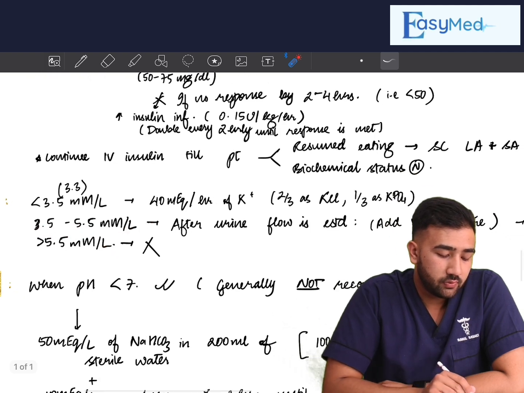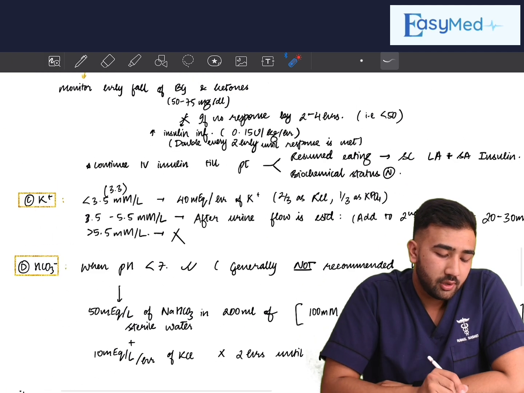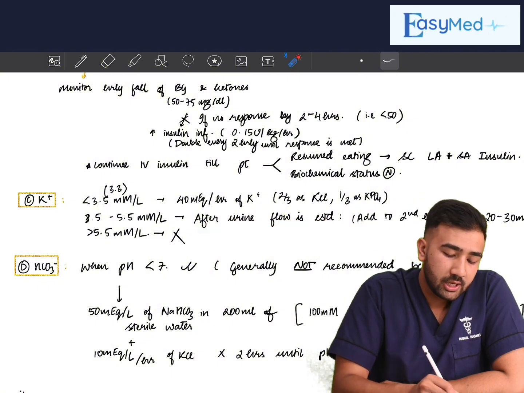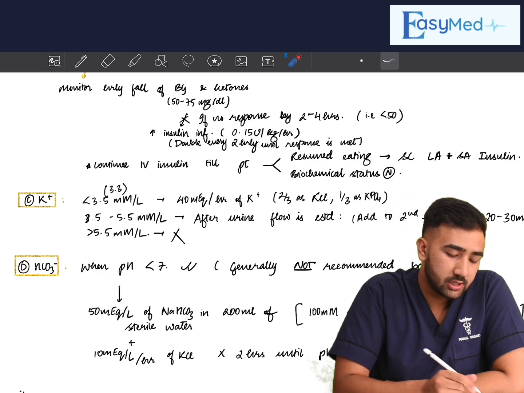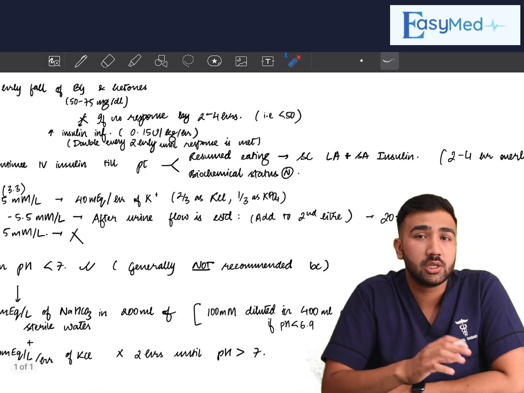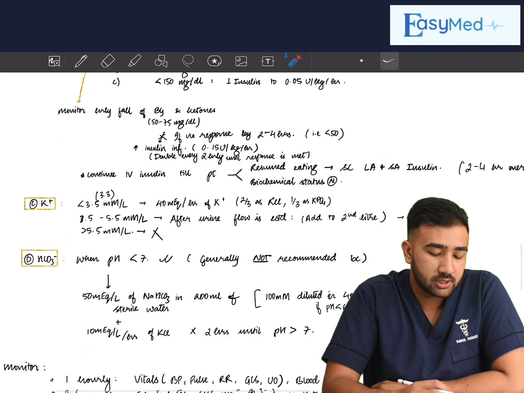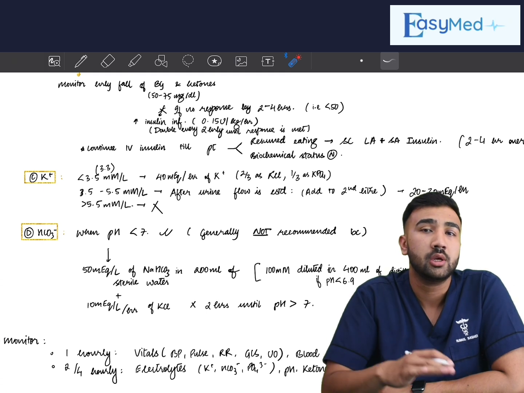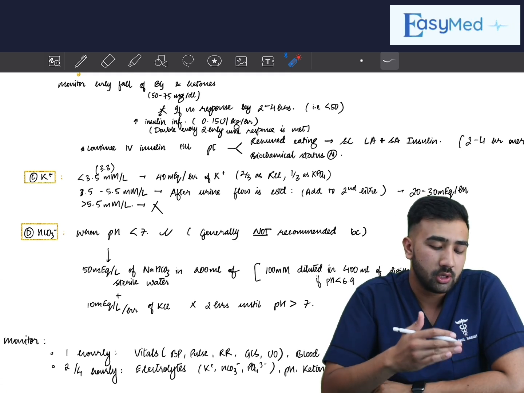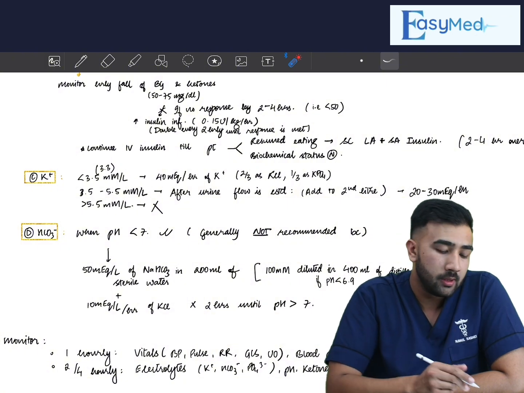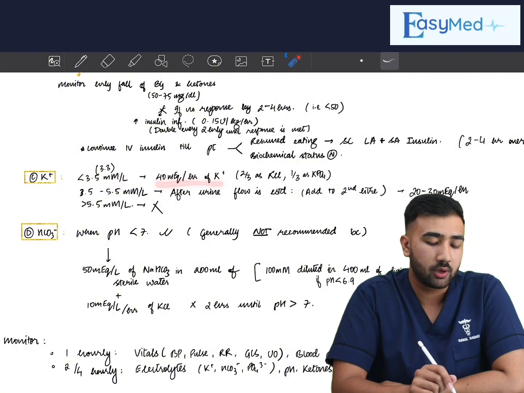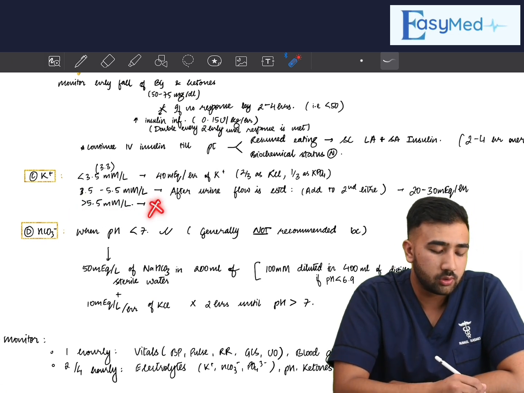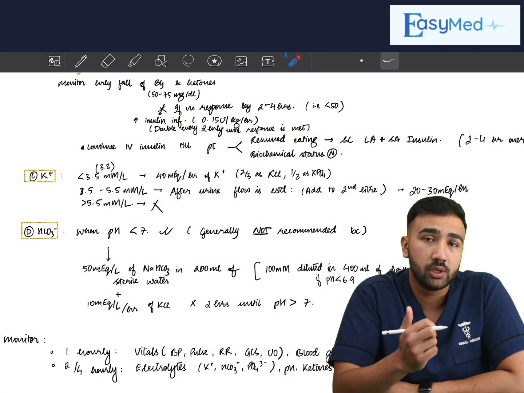And if it's 3.5 to 5.5, then after urine flow is established, that is after we give the first 1 liter bolus, in the second liter we can add the potassium, so that potassium goes at 20 to 30 milliequivalent per hour. But it's not given in the first liter of fluid. The first liter is NS bolus, then if needed according to the potassium, from the second liter potassium may need to be added. But if it is less than 3.5, then we give 40 milliequivalent of potassium right at the start. And if the potassium is more than 5.5, then we don't need to supplement potassium. We can just simply give fluid and insulin.